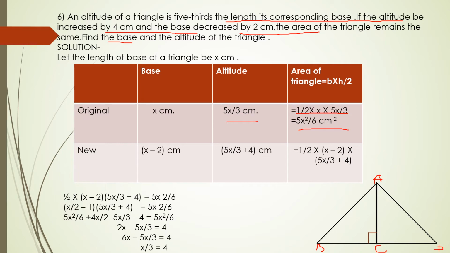Now apply the condition that you decrease the base by 2 and increase the altitude by 4. So your base will become x minus 2 and your altitude will become 5x by 3 plus 4. So your area of this new triangle is half into base, that is x minus 2, into altitude, that is 5x by 3 plus 4. According to question, both the areas are same. So half into x minus 2 into 5x by 3 plus 4 is same as 5x square upon 6.